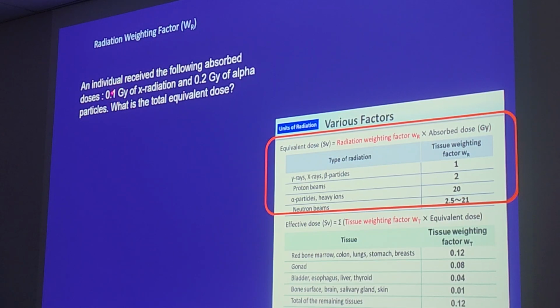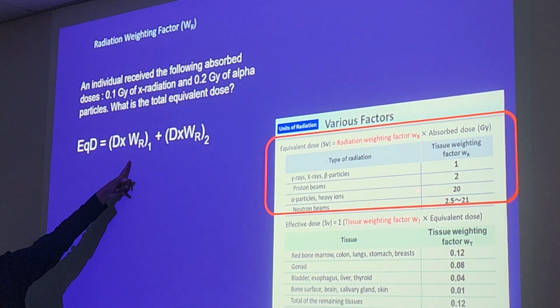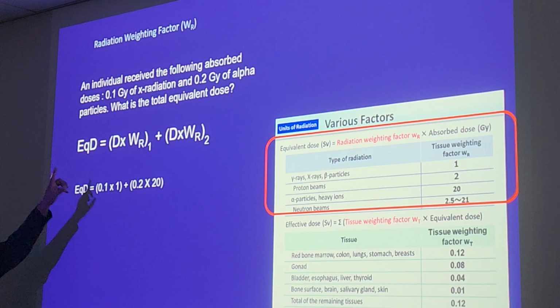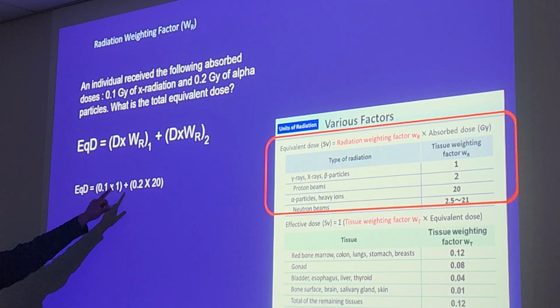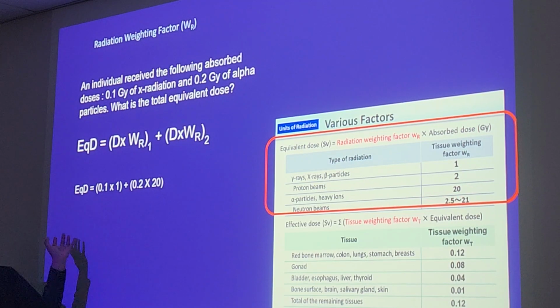So we have 0.1 of X-ray and we have 0.2 of alpha. So you would do them each separately and then add them together? So basically you would take your dose times the weighting factor, same thing. 0.1 times 1 for X-ray, 0.2 times 20 for alpha, and then you just add it together.